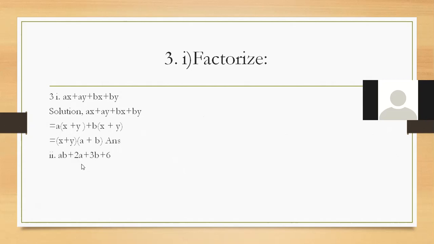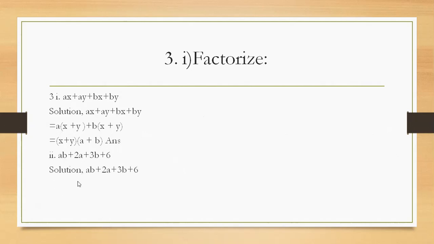Now I am going to show you the next one. According to the next question, are they in the correct group or not? Look, I am going to show you. They are in the correct group. a common in the first two terms, and 3 common in the last two terms, because 3 twos are 6. Then b plus 2 is common. Then b plus 2 common taken. What is left? a plus 3 is left. Have you understood, Sujin?